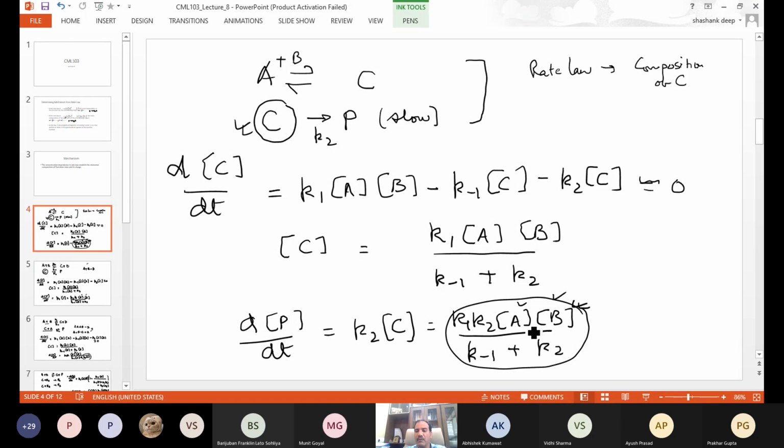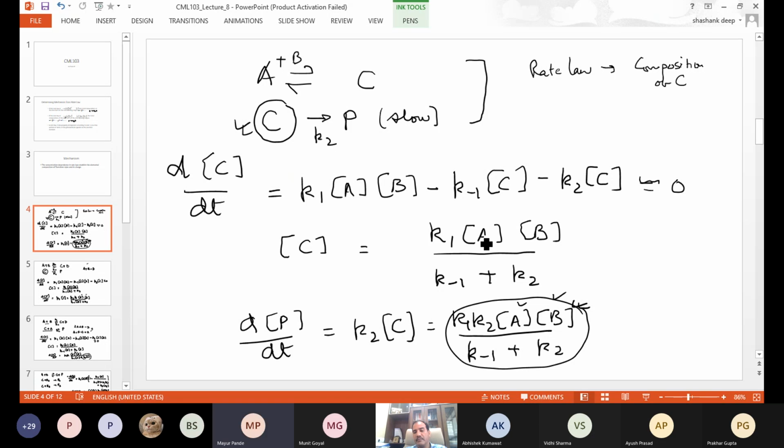Now you can see in the rate law, what are the concentration terms? There should be one A and one B. So what should be the composition of the reactant in the rate determining step? It must consist of one atom of A and one atom of B. From this, you can see that C is formed from A and B. So according to the law of conservation, C must have one A and one B.